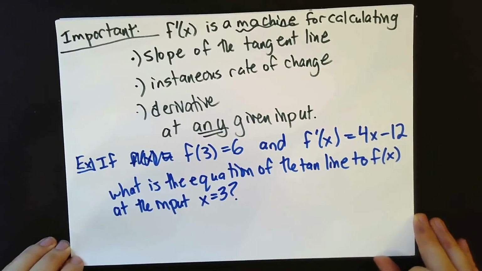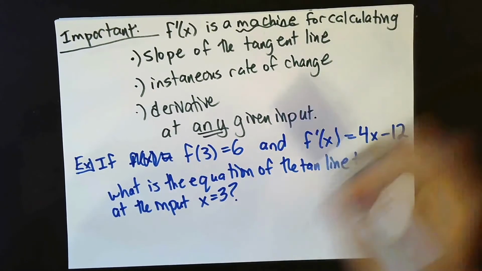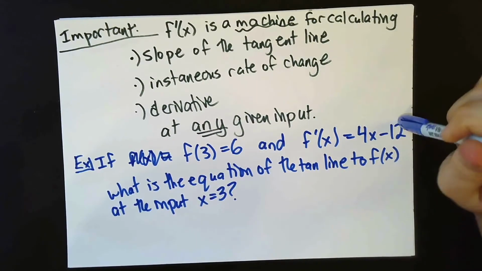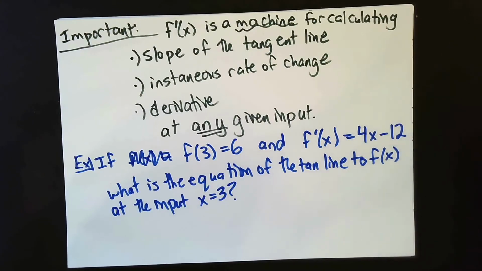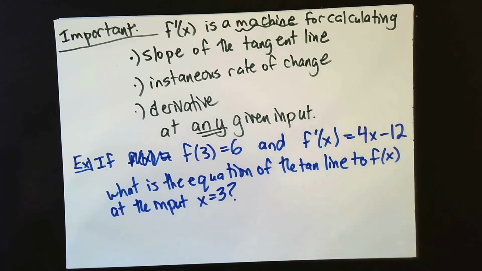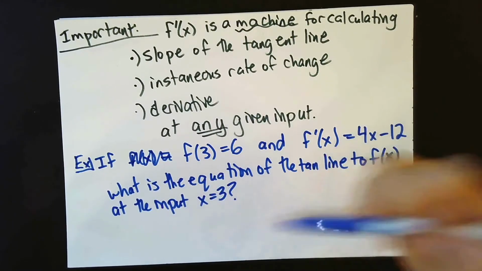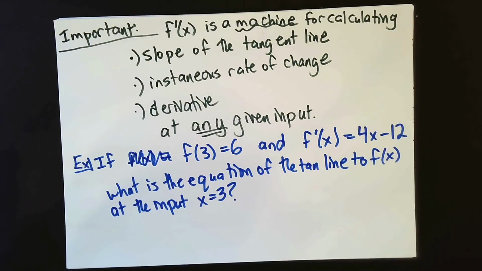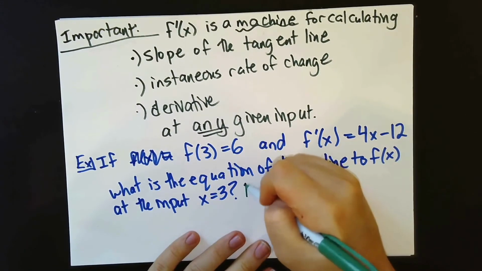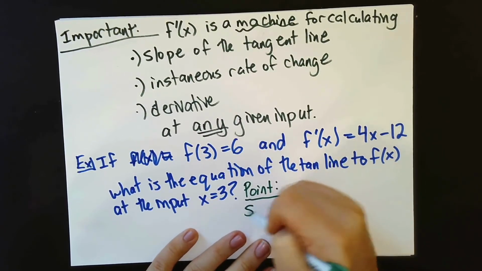Okay, so here's the question. If I tell you that for some function f of x, f of 3 is 6, and f prime of x is 9x minus 12. Notably, I haven't told you what the function is, I've just told you its value at 3 and its derivative. Then I'm asking you, what's the equation of the tangent line to f of x at the input x equals 3? To answer this question, we need a point on the graph, and we need a slope.